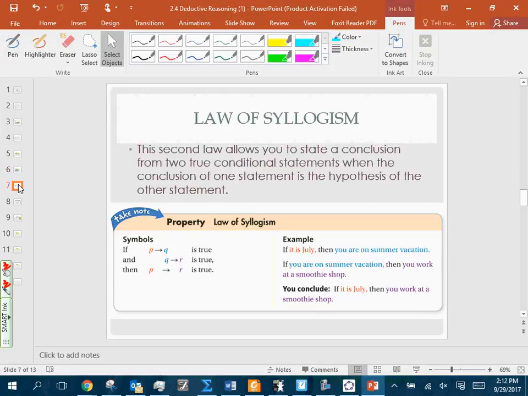There's another law. It's called the law of syllogism. And before we even get into what it says, look at this example down here. It says, if it is July, then you are on summer vacation. If you are on summer vacation, then you work at a smoothie shop. If I piggyback those two statements, one after another: if it is July, then you're on summer vacation. If you're on summer vacation, then you work at a smoothie shop.